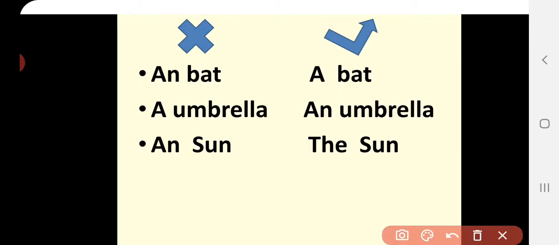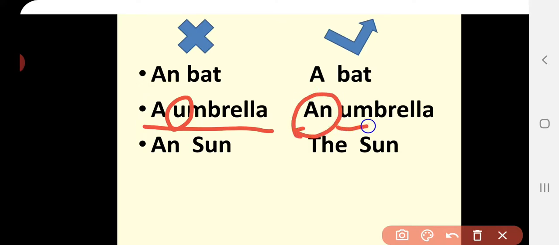In the second example, a umbrella. Why is it wrong here? Because an umbrella is the correct form. In the second word, U gives what sound here? Vowel sound. You should understand. U gives a vowel sound. So before vowel sounds, we have to use an.